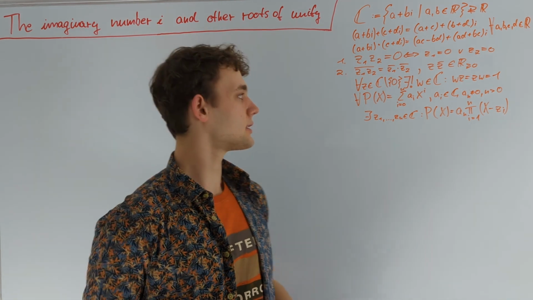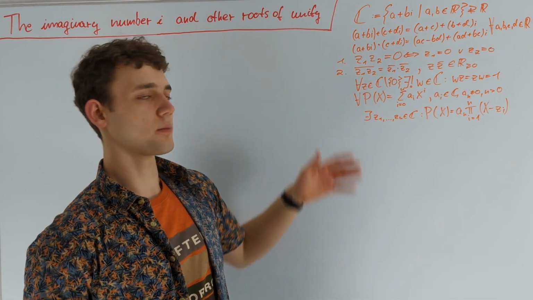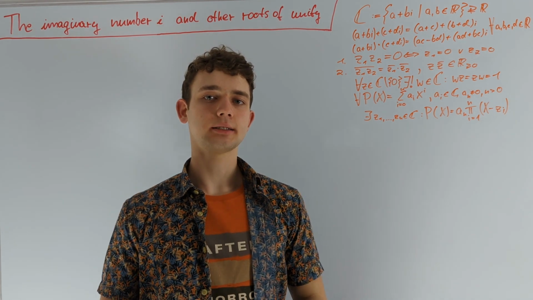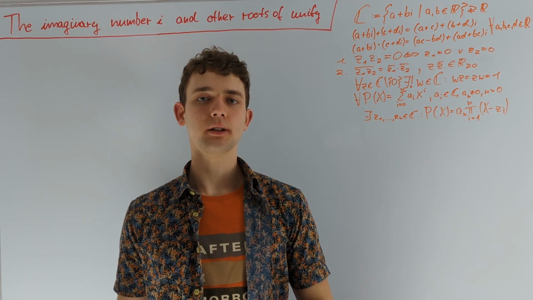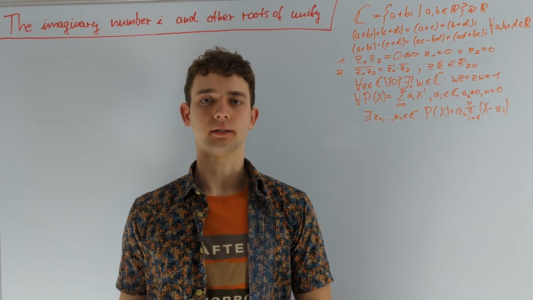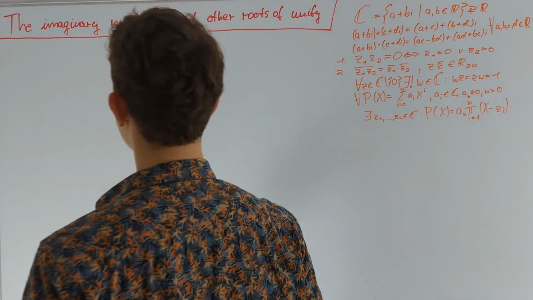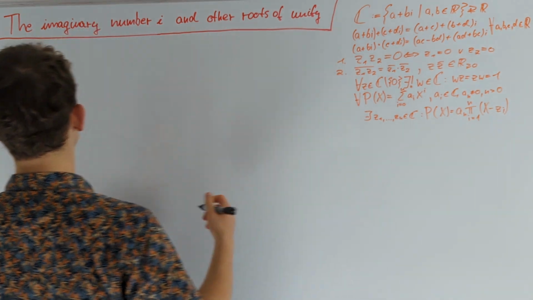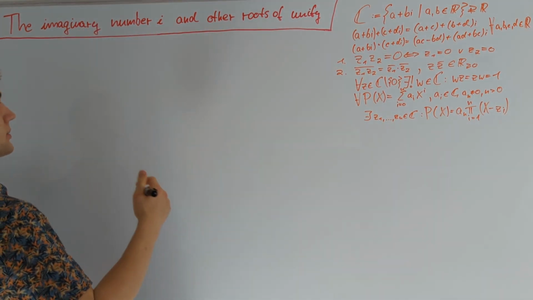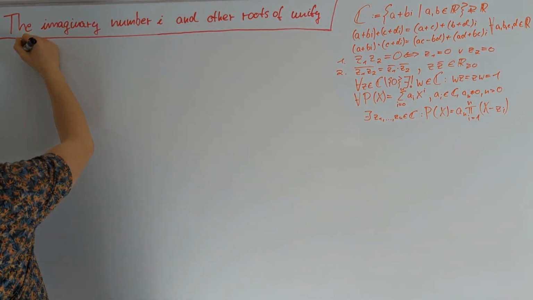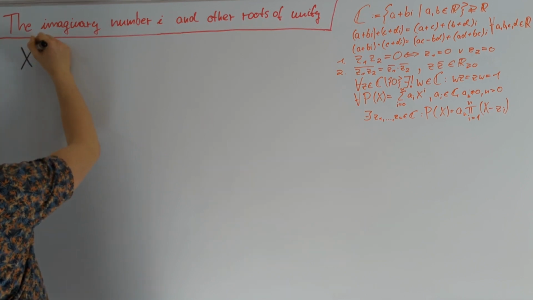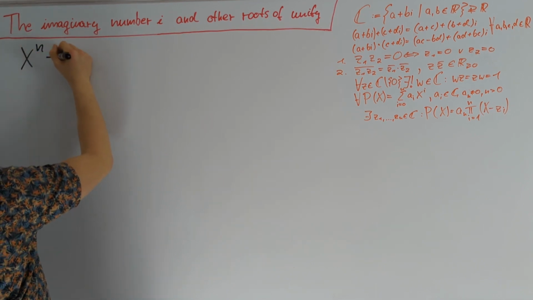Today we will investigate our last result from the previous video that tells us that we can factor any polynomial into complex linear factors. We want to calculate the exact factorization for a type of polynomial that is not generally factorizable under the real numbers. Namely, we are going to be concerned with the polynomials x to the power of n minus 1.